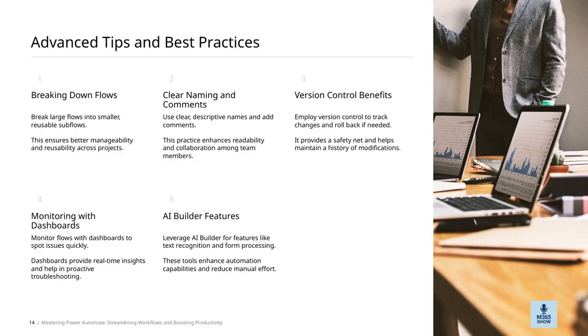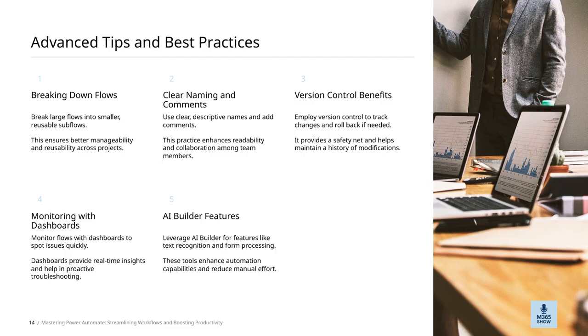Now, let's explore some advanced tips and best practices to really take your Power Automate skills to the next level. First, leveraging AI Builder can be a game changer. It offers features like text recognition and form processing, which can significantly enhance your automation capabilities. These tools help reduce manual effort, making your workflows smarter and more efficient.